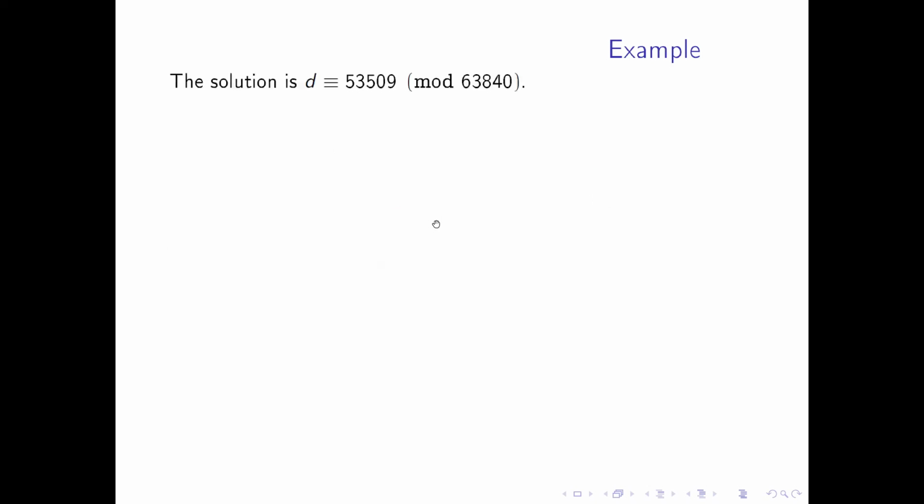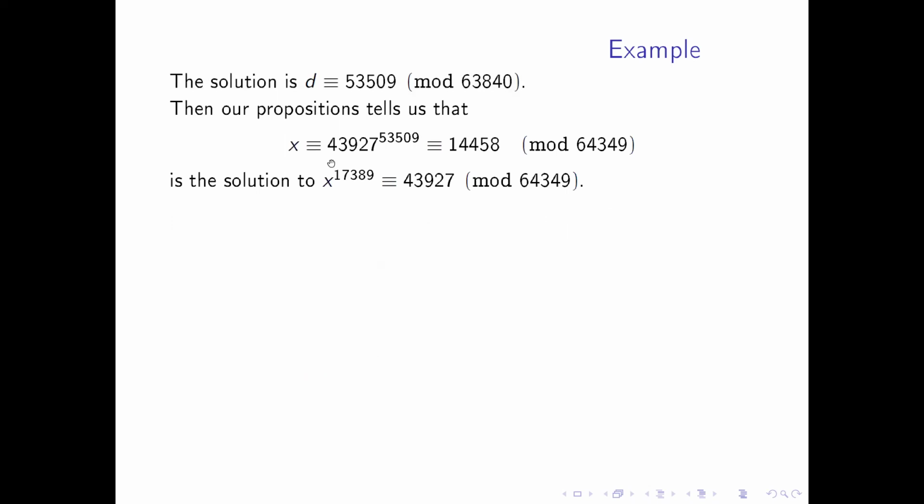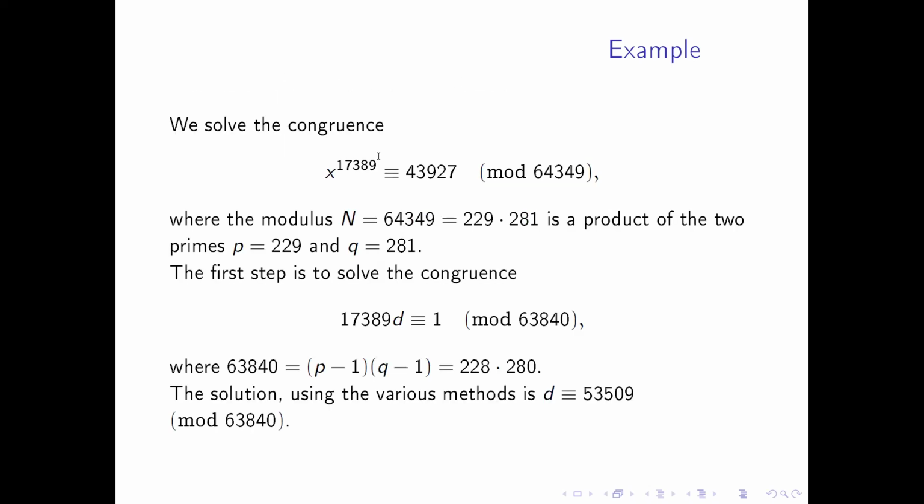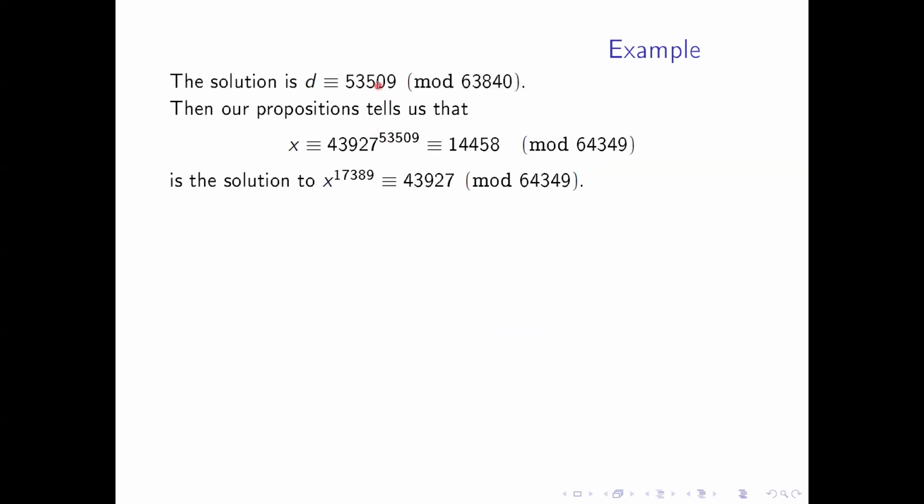From there, we take that number and we simply take our number on the other side of the equation, 43,987. So remember, I had this 43,987 right here, and I'm just going to raise that to this d power. Since d is equal to that, I'm going to raise it to that power, which gives me 14,458. And it turns out that that is my solution, 14,458.